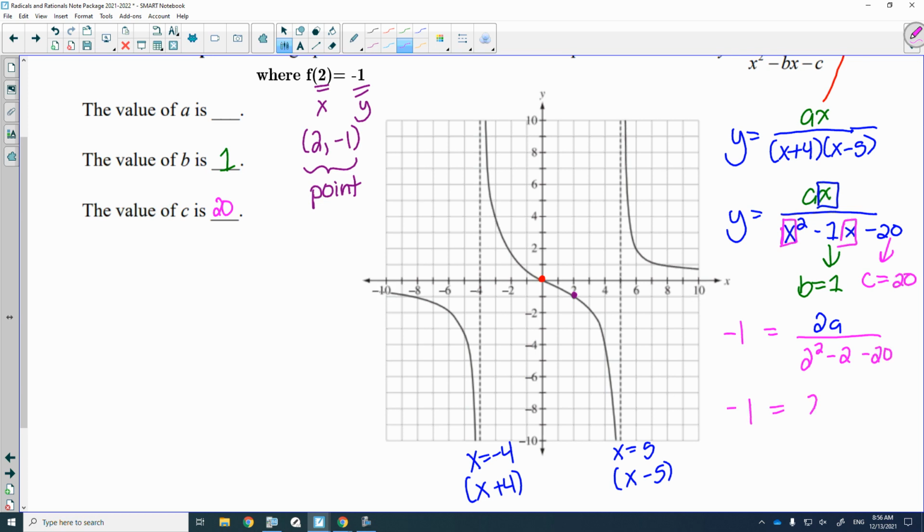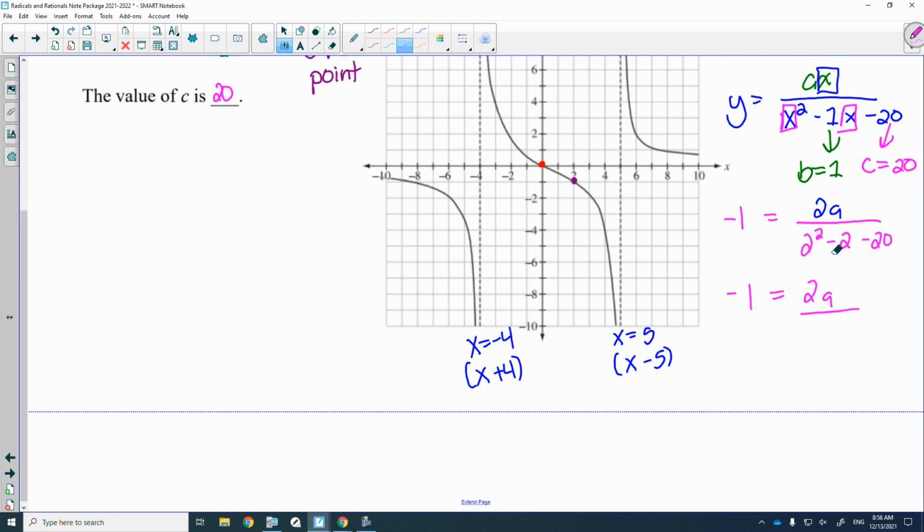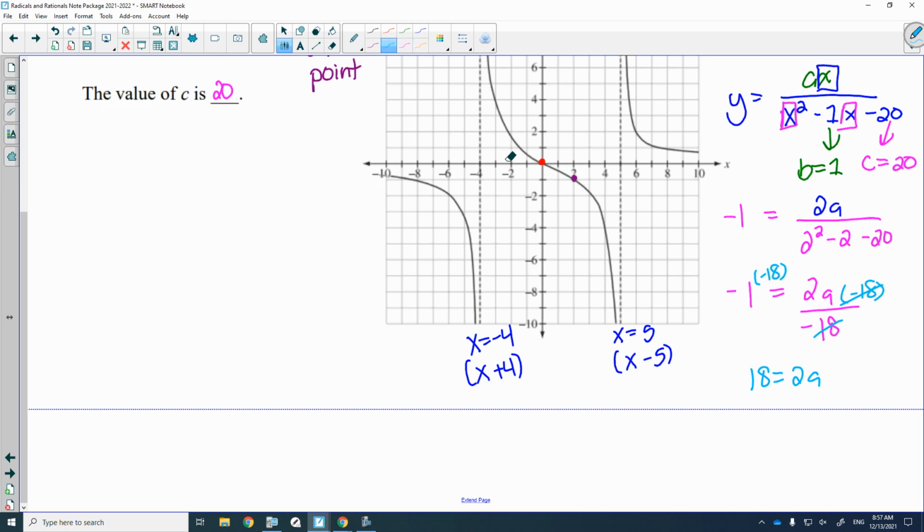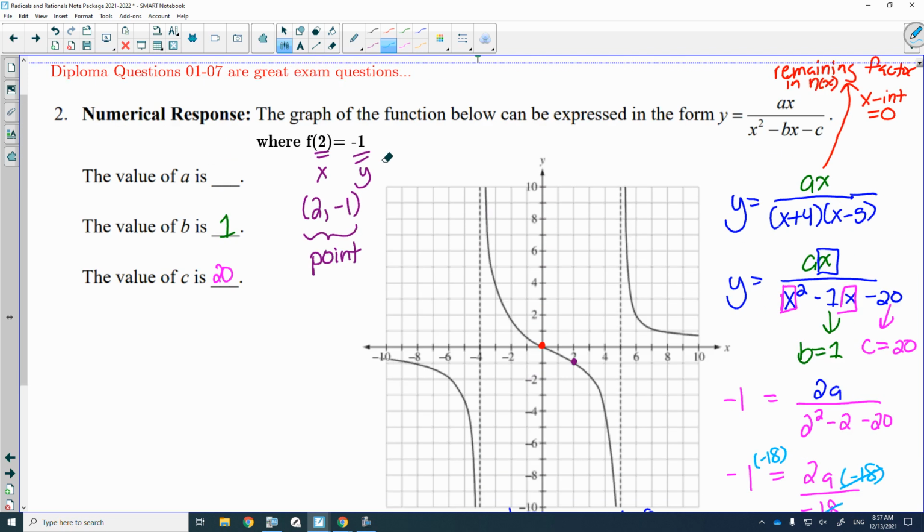-1 is equal to 2a over, so that would be 4 minus 2 is 2, minus 20 is negative 18. We need to solve for a, so get rid of that negative 18. Multiply both sides by negative 18. 18 is equal to 2a. And then isolate your a. And a is equal to 9. And then you would have this here.